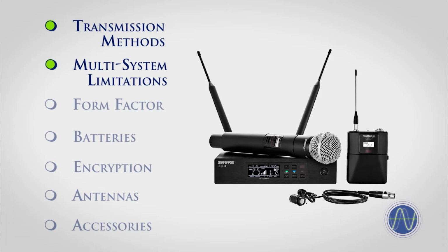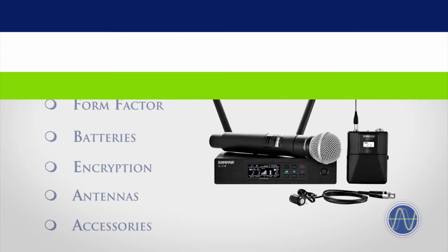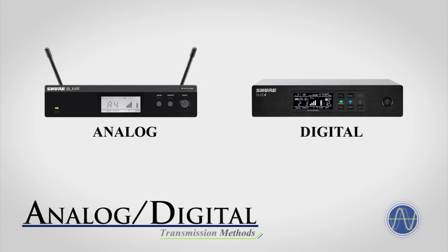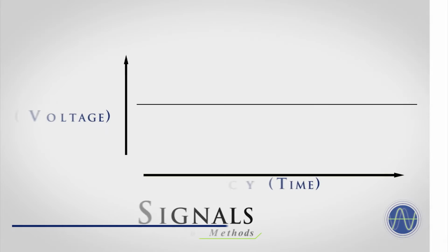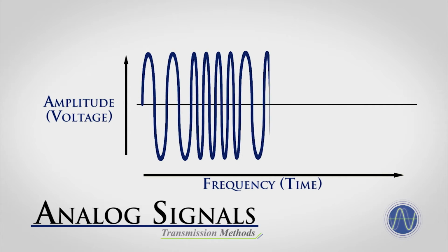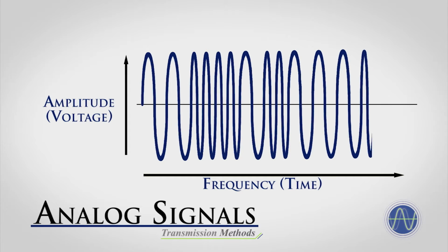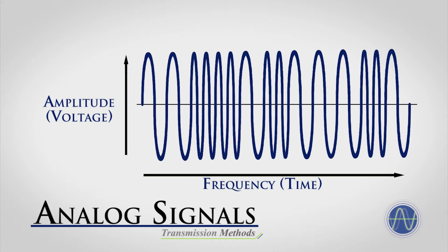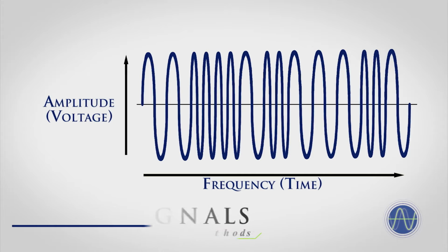Form factors, batteries, encryption, antennas, and accessories are covered in another video. Wireless microphone systems are often classified as either analog or digital. This refers to the transmission method of the wireless system and not the audio signal itself. Analog systems transmit an analog RF signal that changes in voltage corresponding to the changes in frequency and amplitude. The wave has no single value, but is in a state of constant variation.